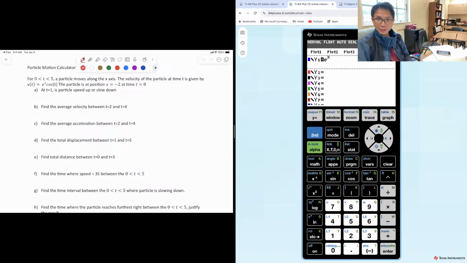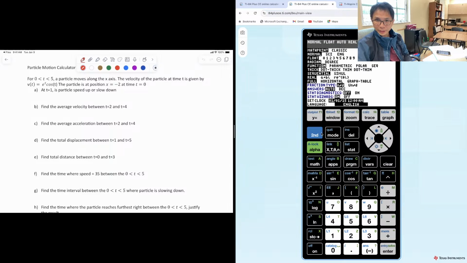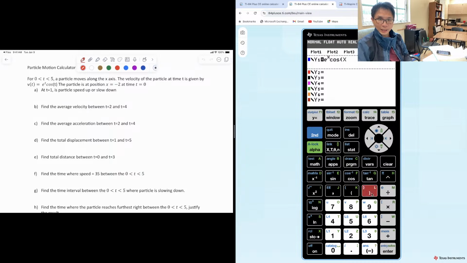And then cosine of x. And I'm gonna make sure my calculator is in radian. I think I did it wrong, so I'm gonna go back and change that. So that's not what it was. So e to the x, and then I'm gonna do cosine of x. Now, do I have to use t? No, don't use t. T is the time.